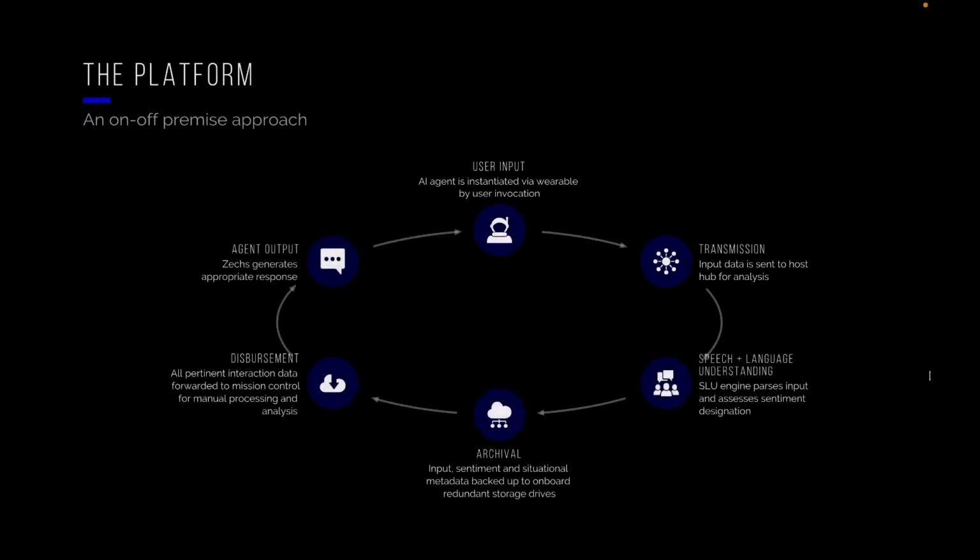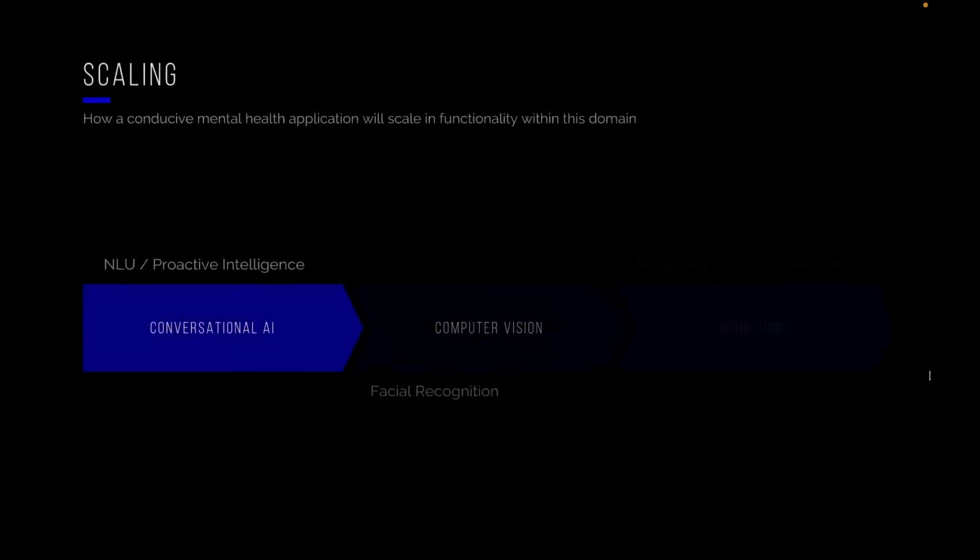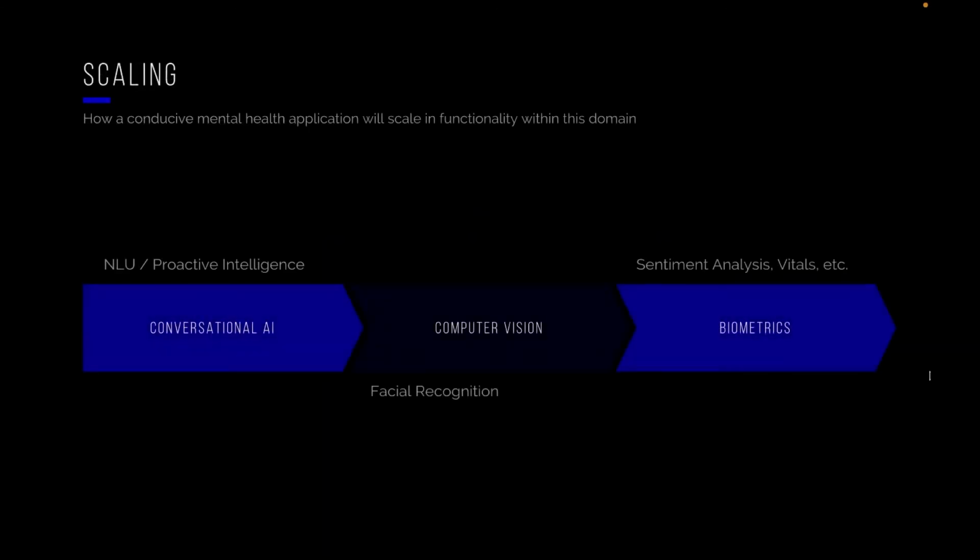And this is our on-off premise approach. There's a human-in-the-loop system. Obviously, that's paramount, especially for any AI initiative in its infancy. Then some scaling, as far as how the plan is to scale in functionality. Any type of AI development is incremental. It's definitely a marathon rather than a sprint.